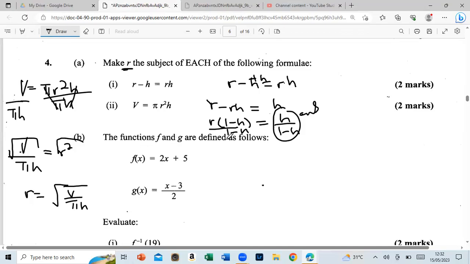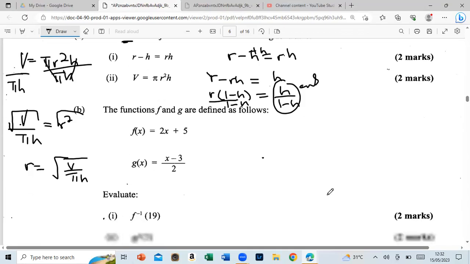The functions f and g are defined as follows. F of x is equal to 2x plus 5. G of x is equal to x minus 3, divided by 2. And they say evaluate f inverse of 19. So let's find the inverse of f first of all, and then we plug 19 into it. Guys, remember you're encouraged to try the questions as we go along.